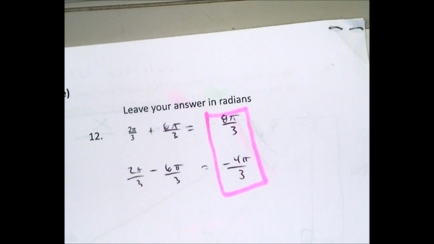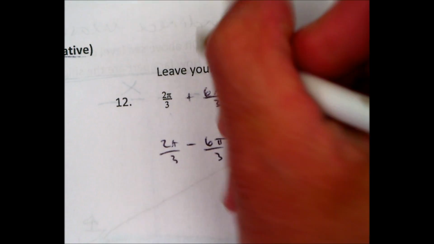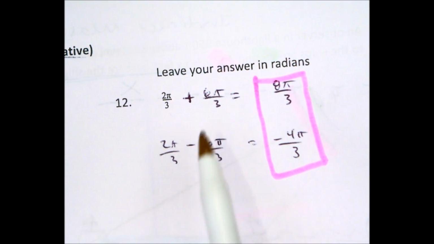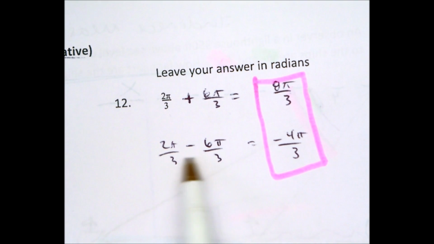Question number 12. Leave your answer in radians. 2 pi over 3, again, you can just add or subtract a full circle. So 6 pi over 3, 2 plus 6 gives me 8 pi over 3. Subtract it, negative 4 pi over 3.